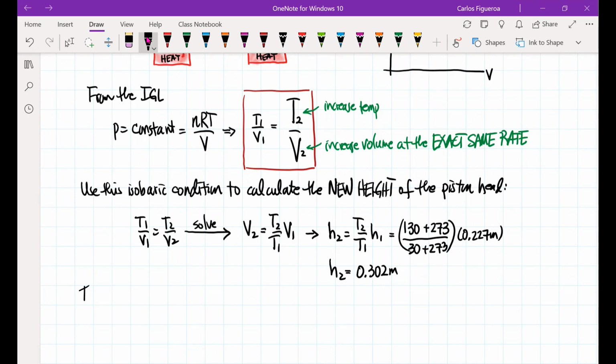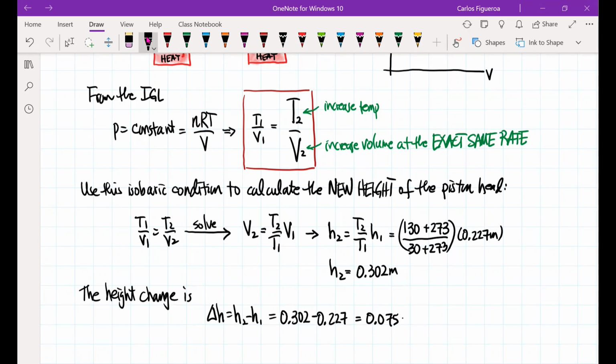So now the height change is going to be delta H, which will be H2 minus H1, which will then be 0.302 minus 0.227, and then I get 0.075 meters or 7.5 centimeters for delta H.